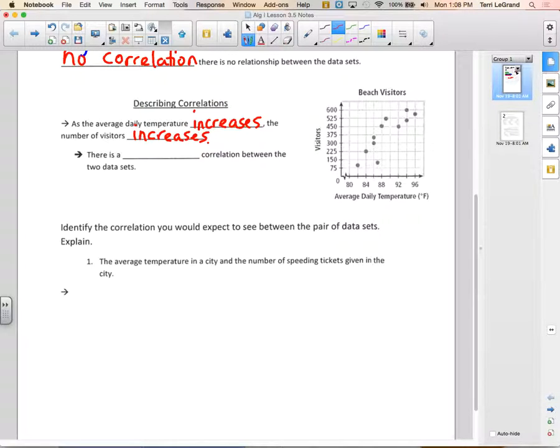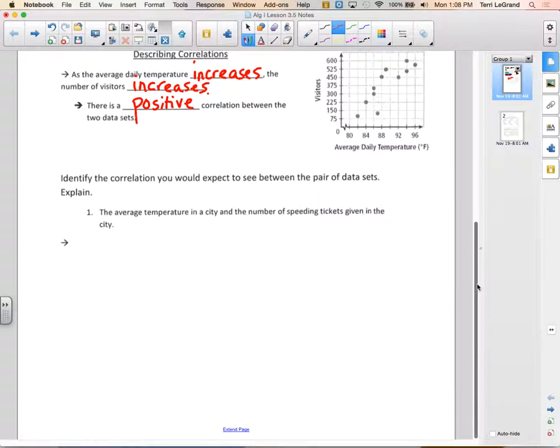So what kind of correlation do we have then? Positive correlation. Okay. So it's positive correlation, and that's what helps support it. As the daily average temperature increases, so do the visitors at the beach. Which sounds typical, right? The warmer it is, the more you want to go to the beach. And of course, we don't have too many beaches in North Dakota, but okay. Now let's do it without a graph.